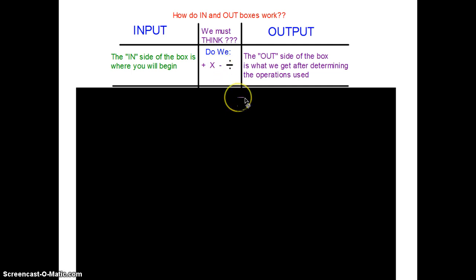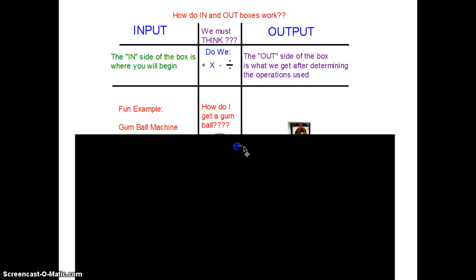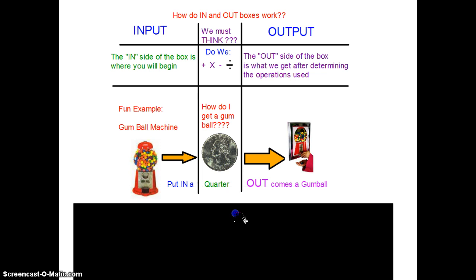Okay, you can kind of think of an input-output type device as something we have in real life. So like, for instance, a gumball machine. If we put in a quarter, out comes a gumball. Okay, so the input is the quarter, out comes the gumball, something happens in between to get what we want. And that's kind of like what a function box or an input-output box is. You have to look at the in and the out and determine what happens.